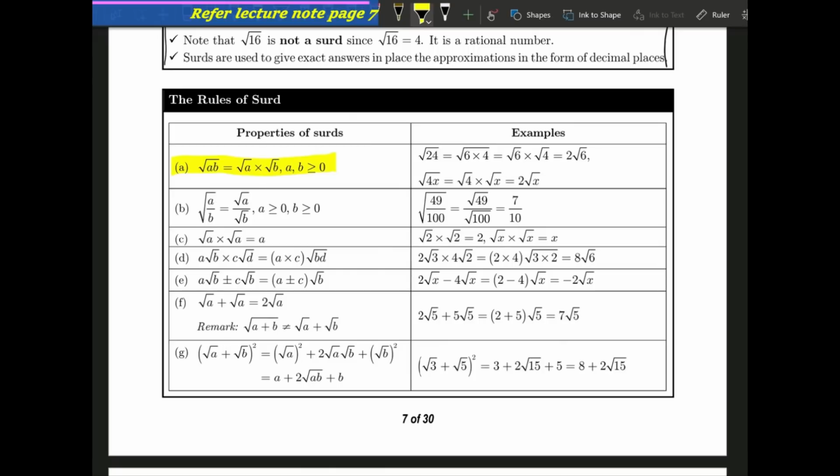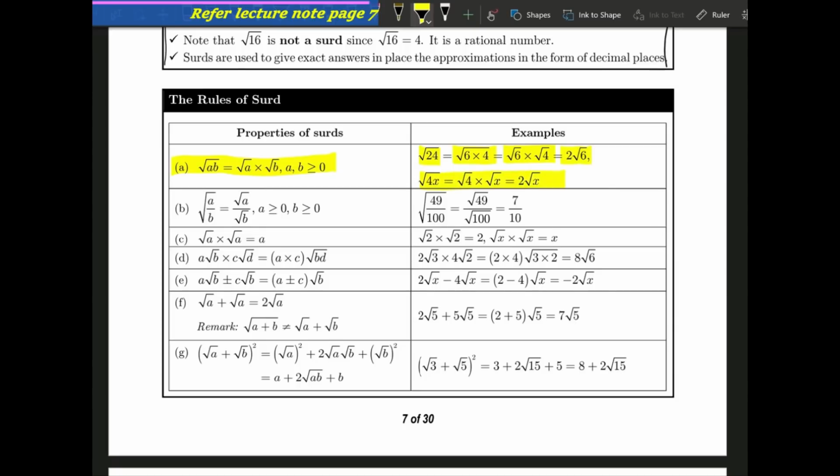The example is surd 24. When we separate surd 24, the factors are 6 and 4. So it's actually a multiplication of surd 6 multiplied by surd 4. We can separate surd 6 and surd 4, and here we can simplify. Surd 6, we cannot simplify it anymore. But surd 4, when you calculate, you will get 2. So the final answer is 2 surd 6. This is another example, you can try it by yourself.